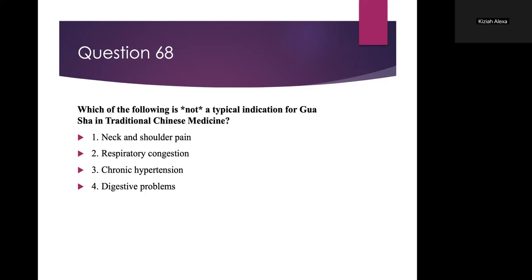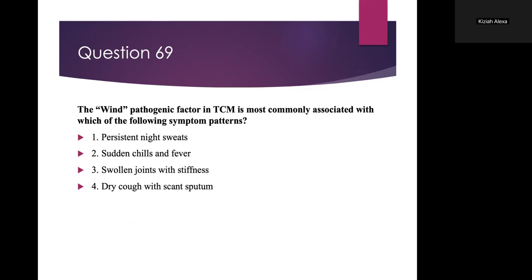Number two. Which of the following is not a typical indication for gua sha in TCM? Chronic hypertension. The wind pathogenic factor in TCM is most commonly associated with which of the following symptom patterns? Sudden chills and fever.